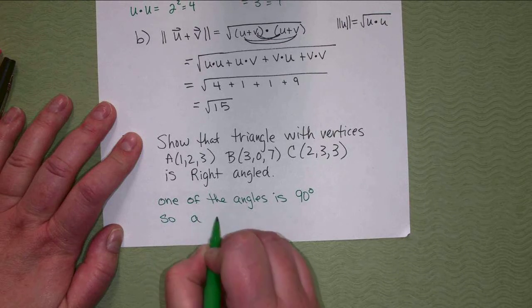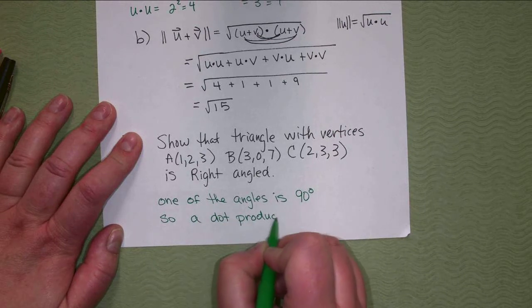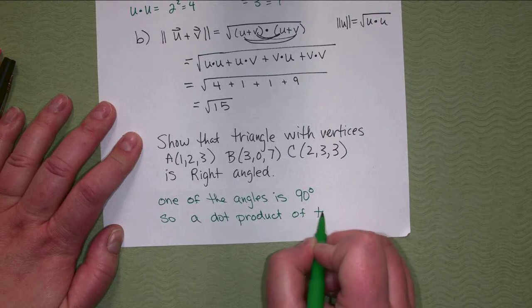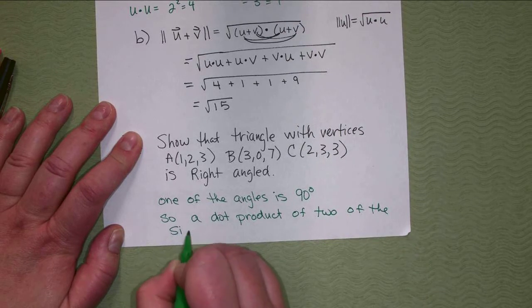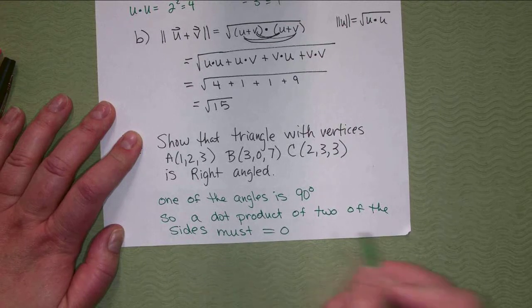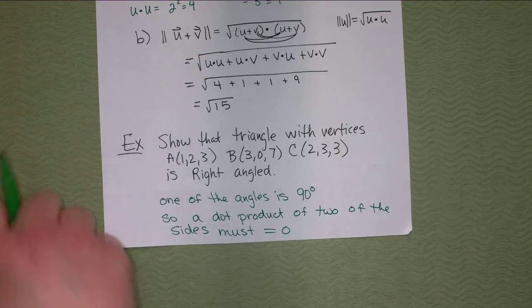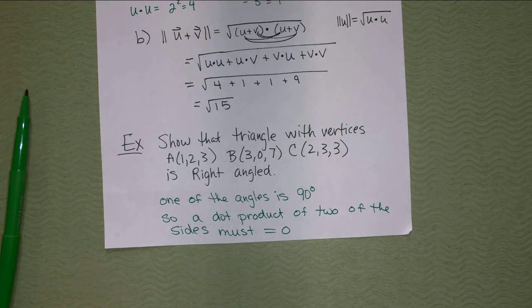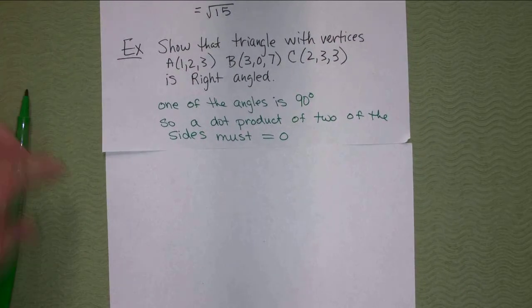So a dot product of two of the sides must be what? Must be 0. So how do we find the vector between points? That goes back to the last section, last class. If I give you points, how do you find a vector between them?